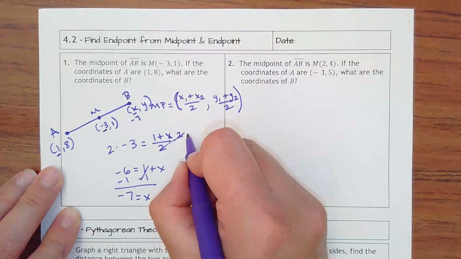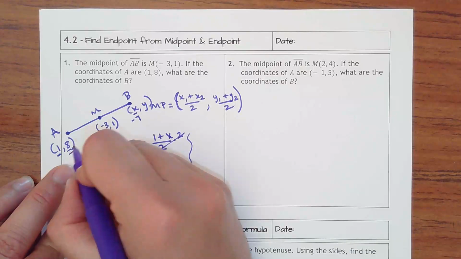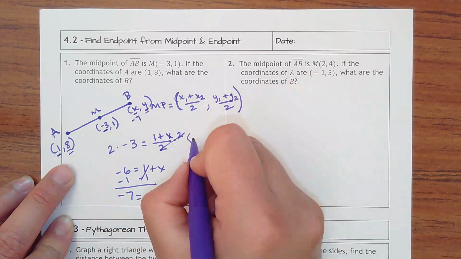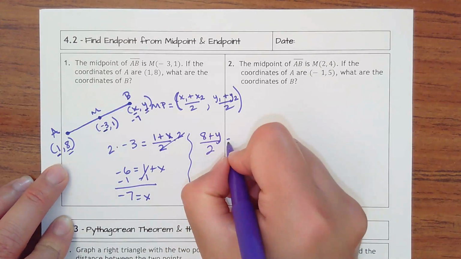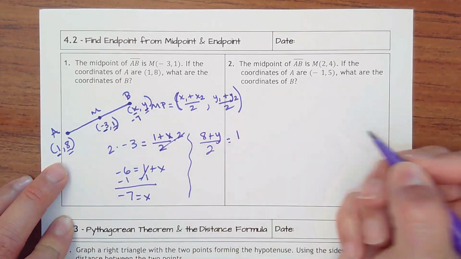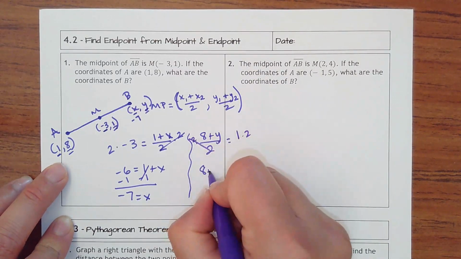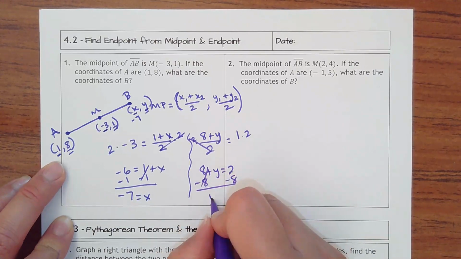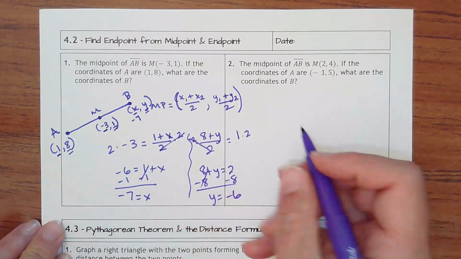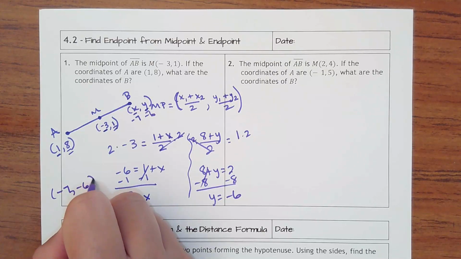Then I'm going to do it again for my y, so I'm saying that 8 plus something got divided by 2, or averaged, and it came out to equal 1. Multiply by 2 and subtract 8. That would be -6. So my endpoint B is actually at -7, -6.